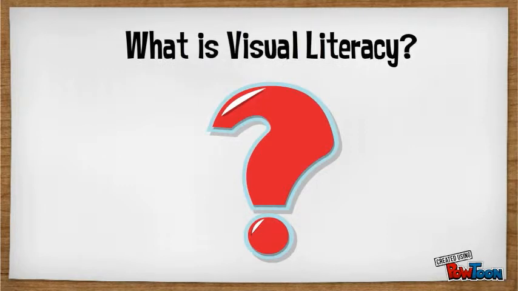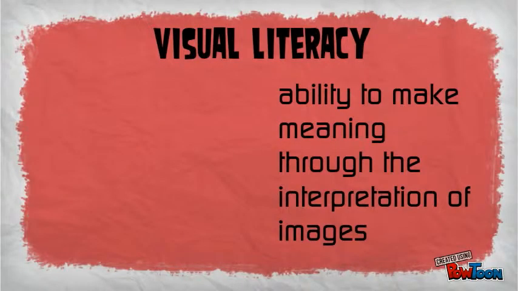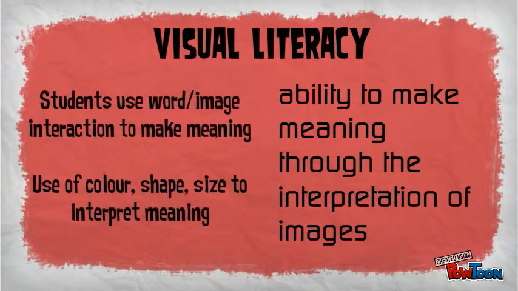So what is visual literacy? Visual literacy is the ability to make meaning through the interpretation of images. When reading texts such as picture books, students use word-image interactions to make meaning. For example, they examine elements such as the use of colour, shape, and size to contribute to meaning.